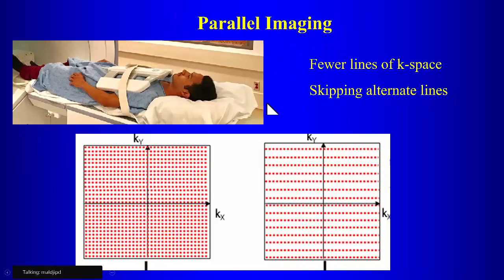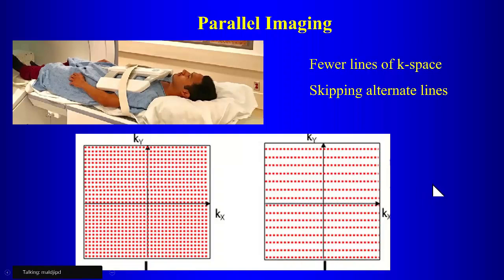All right, now what is parallel imaging? This is another way of speeding up imaging. And again, whenever we're speeding up imaging, we're going to try to do this by cheating K-space, by acquiring fewer lines of K-space. So what parallel imaging is that you skip alternate lines, right? So you skip these lines in between. We skip alternate lines of K-space.